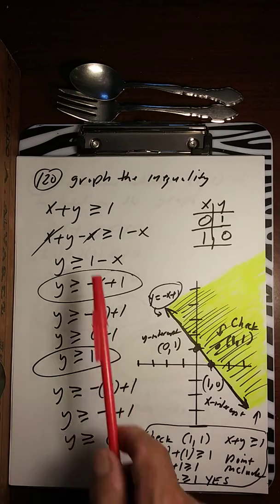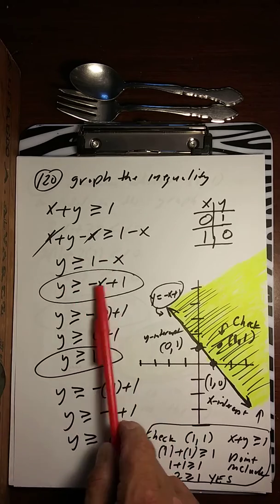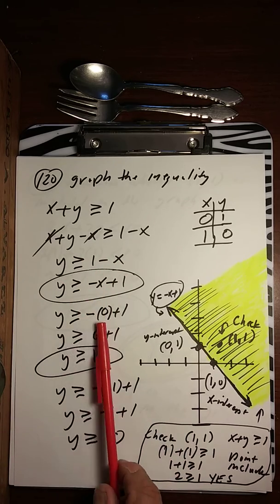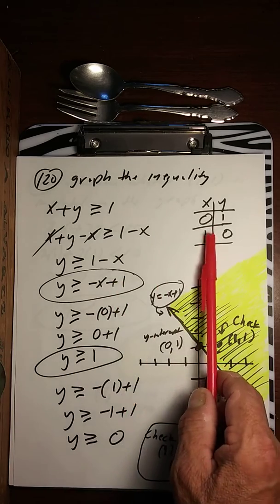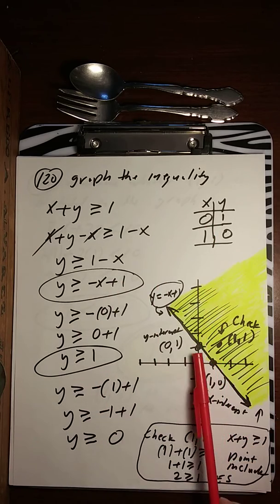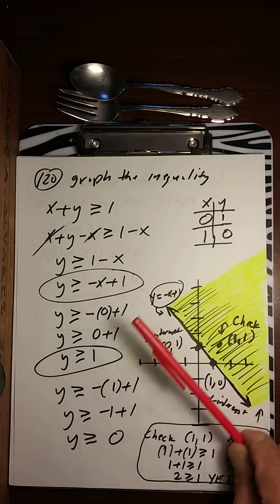Graph the inequality. So let's solve for y. Minus x, minus x, y is bigger than this, or rewrite it this way. So now, get some points for it. 0 in there we get 1, and 1 we get 0. So (0, 1) and (1, 0). Connect the dots. Now, is the graph this way or this way?